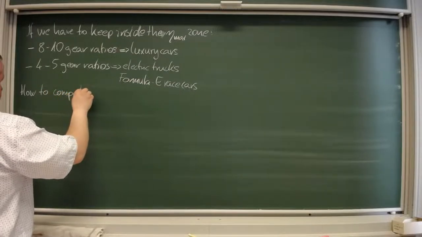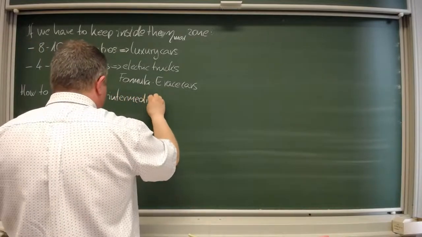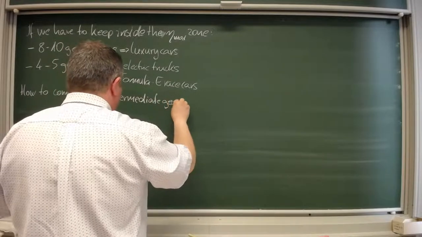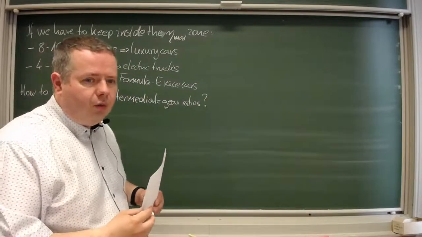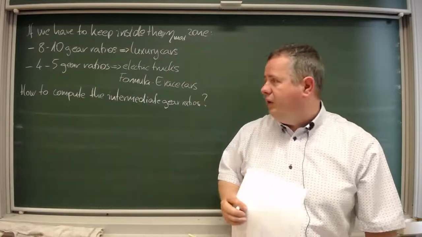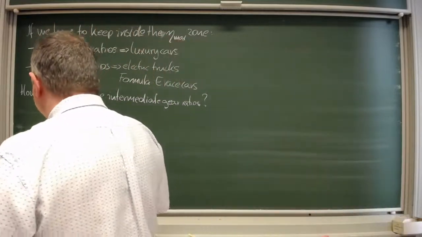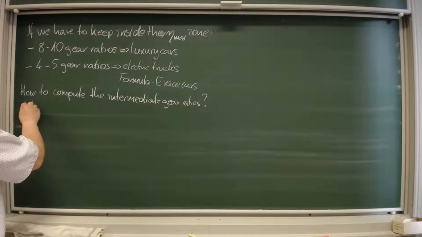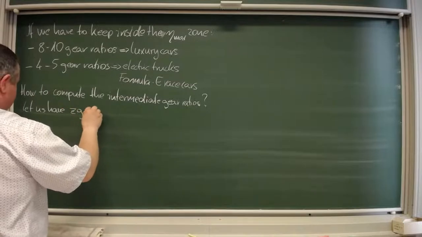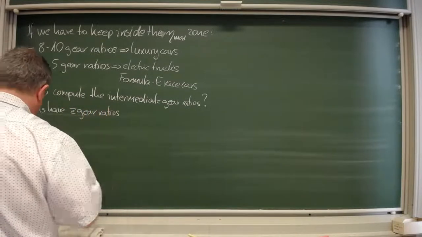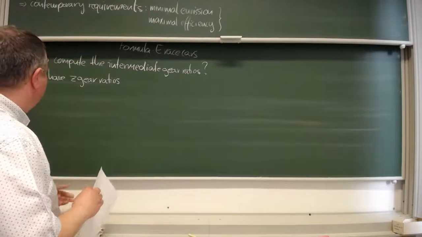And now, how to compute the intermediate gear ratios. Okay, once we know what we want to do, we can start to compute. It's really easy. Let's have Z gears, Z gear ratios. And there's a basic rule of thumb to compute.